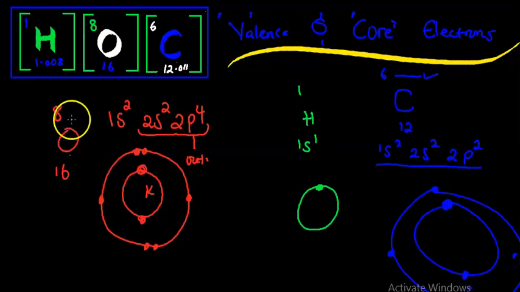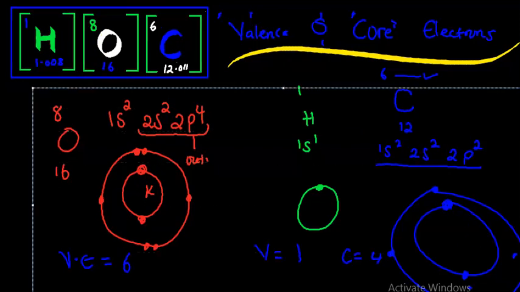If you notice here, in the case of oxygen, our valence electrons is simply going to be 2 plus 4, which is 6. In the case of hydrogen, our valence electrons is simply going to be 1. In the case of carbon, our valence electrons is simply going to be 4.